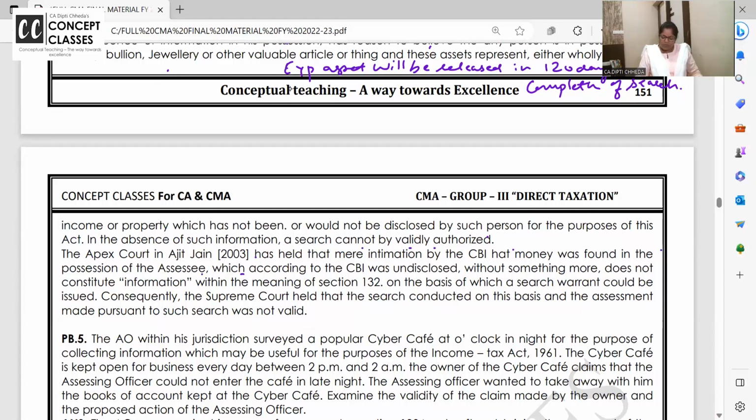In this, the apex court held that mere intimation by CBI that money was found in the possession of SSC, which according to CBI was undisclosed, without something more, does not constitute information within the meaning of 132, on the basis of which a search warrant could be issued. Consequently, Supreme Court held that the search conducted on this basis and assessment made will not be valid.